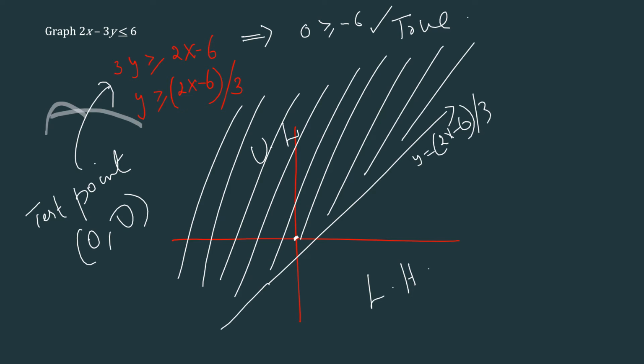So I have to select the region which involves my test point. So this will be my upper half plane. Even if I do not have an idea of upper half plane and lower half plane, I can still do it manually without using my graphing calculator and by just using the test point.